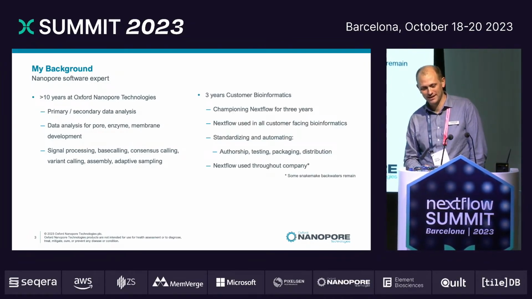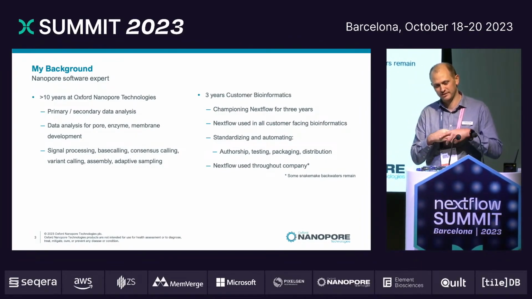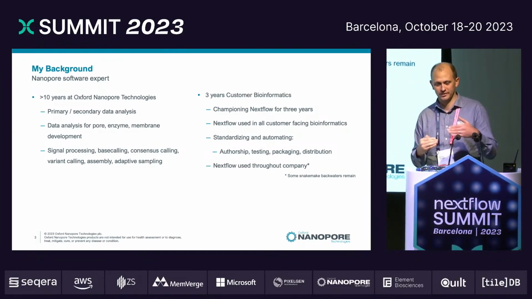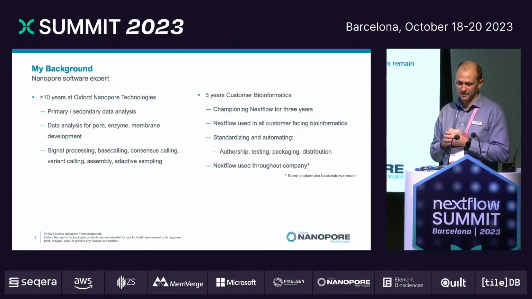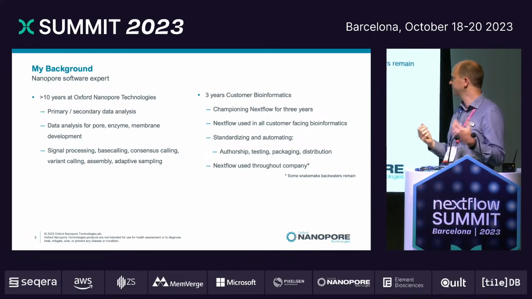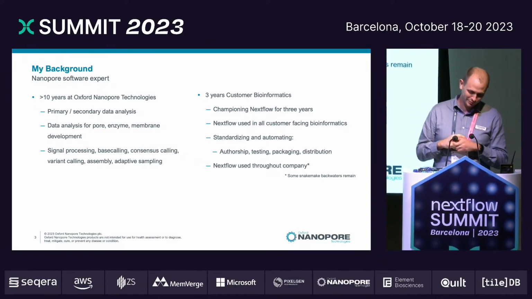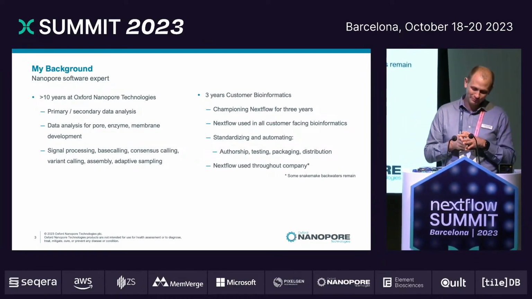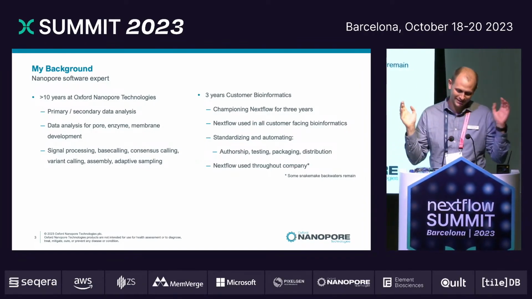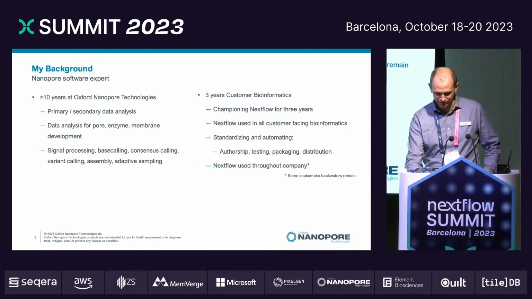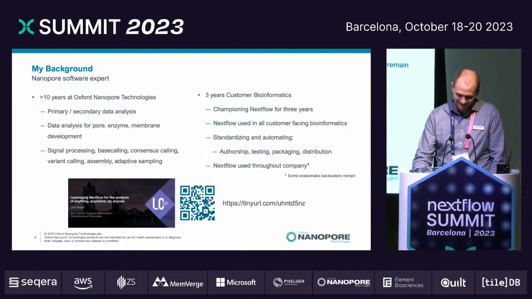But in the last 3 years, I've formed a new group around customer bioinformatics and really driving the adoption of Nextflow within the company. So my group works to standardize and automate the authorship, testing, packaging, and distribution of Nextflow. Some people still use Snakemake in the company. We don't hold that against them. A lot of what we do is actually take Snakemake and port it to Nextflow. It's really boring, I just try and stay away from doing that. It's fine to use Snakemake if someone's already got Snakemake.